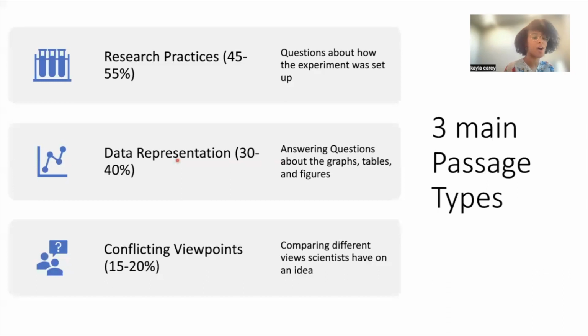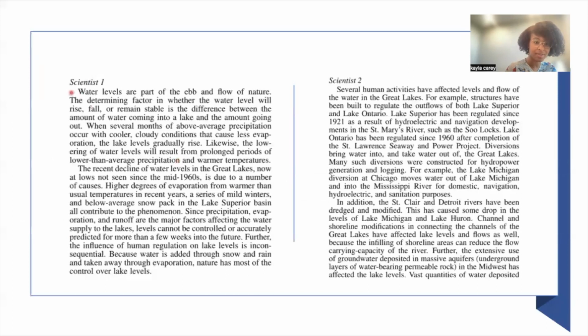And then we have our conflicting viewpoints, which is 15 to 20%. And for this, you're going to compare different views scientists have on an idea. So for here, you have scientist 1 and scientist 2. And this paragraph is describing what scientist 1 thinks about a specific idea. Here it's water levels. And scientist 2, what you think of the same idea, but they're going to have a little bit of a different conclusion, or they're going to think a little bit differently than scientist 1.